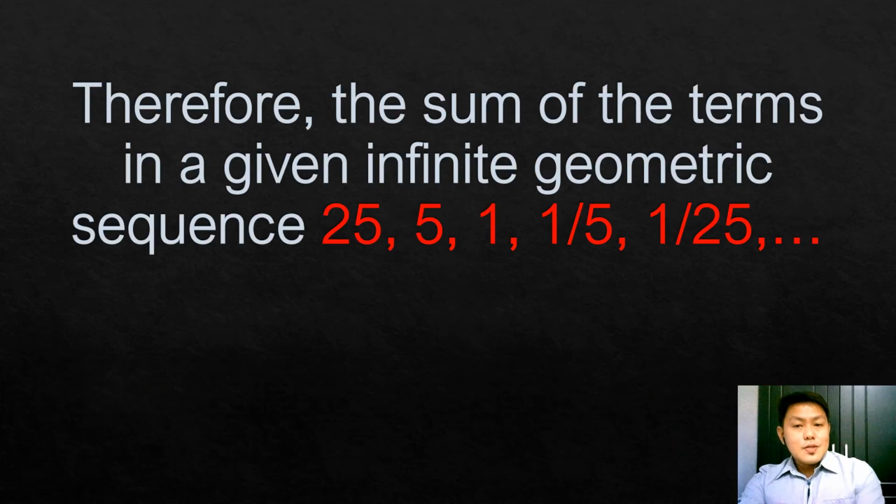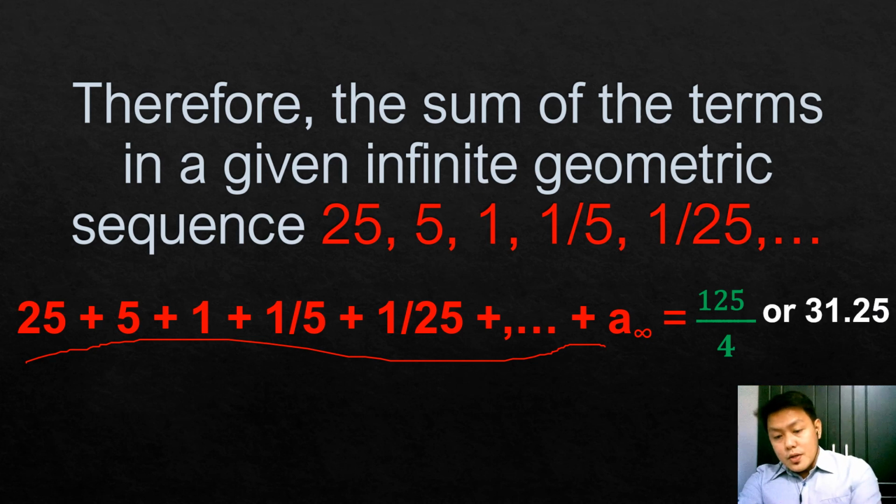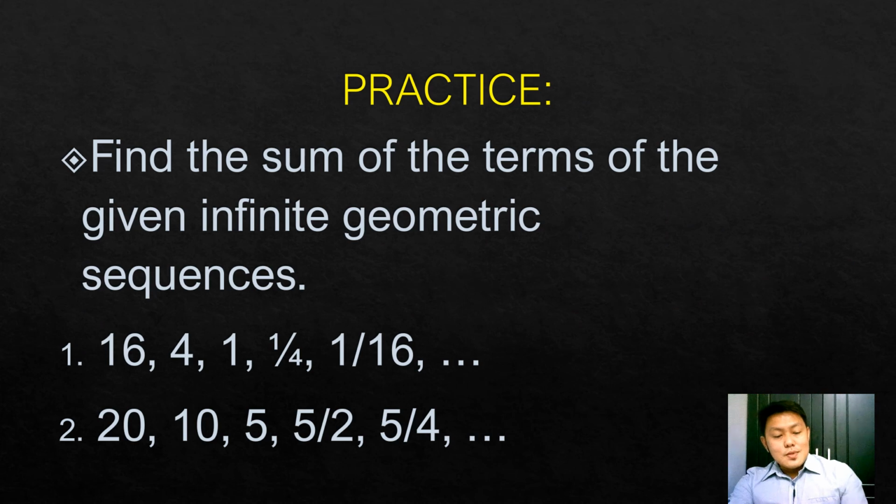Therefore, the sum of the terms of the infinite geometric sequence 25, 5, 1, 1/5, 1 over 25 up to infinity, when you write it in mathematical form, is 125 over 4, or 31.25. The decimal and the fraction are the same. Now you practice finding the sum of the terms of the given infinite geometric sequences, number 1 and number 2.